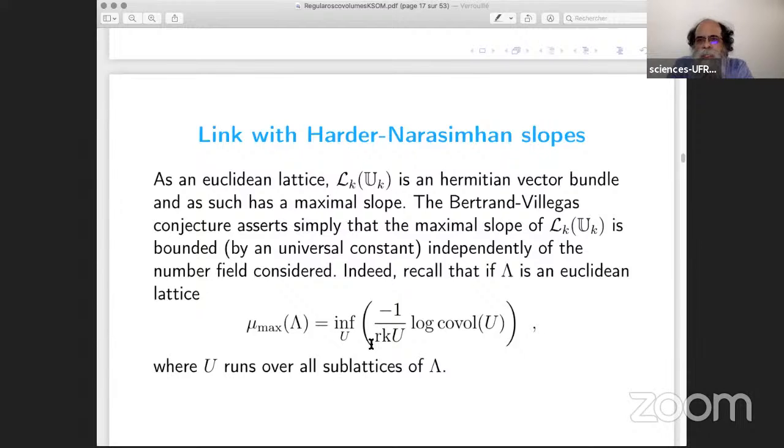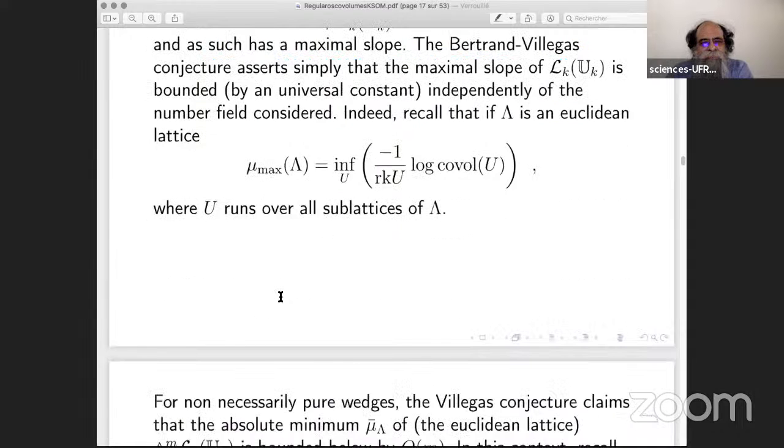So you take a Hermitian vector bundle, which it is because it's a Euclidean lattice. So it's a simple case of a Hermitian vector bundle, and you define its maximal slope. The minimal slope is just the infimum of the log of the co-volume divided by the rank, and you put a minus sign. Otherwise, you put the max and you don't put the sign. And you frame it like that.